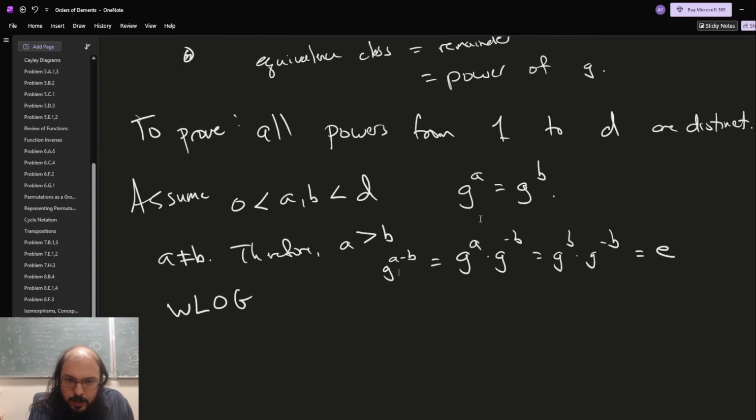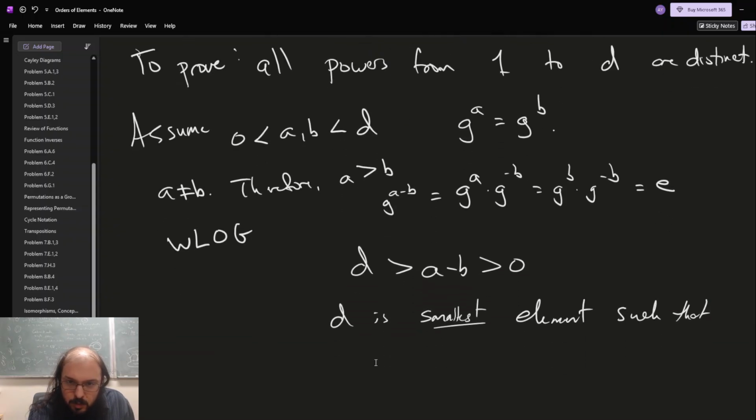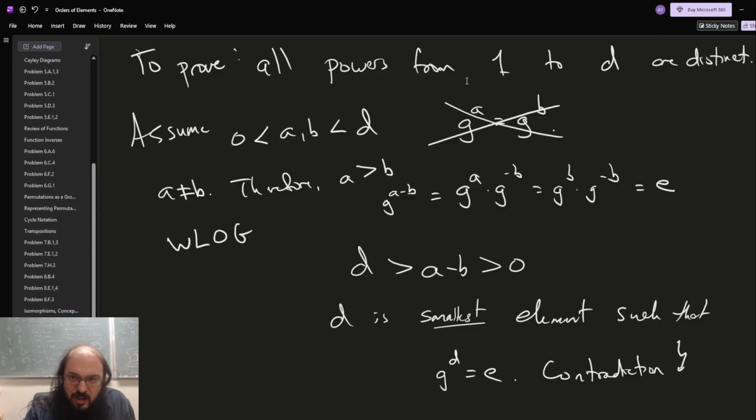And now we're ready for the contradiction, because if a is greater than b, a minus b is greater than 0, but also less than d. And the contradiction is that d is supposed to be the smallest possible positive number such that g to that power is the identity. And so this can't happen. This is a contradiction. So therefore, this isn't true, and all powers are in fact distinct. Okay, so this handles the finite case. We have not yet dealt with the infinite case, and so let's turn to that.